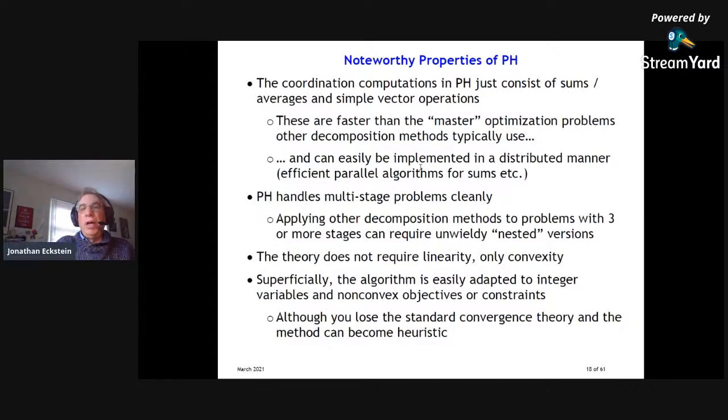The theory applies to any convex problem. Some of the others might be only for linear problems. And superficially, you can generalize it to non-convex and integer problems pretty easily. The generalization of the algorithm to the non-convex case and integer variables is pretty straightforward, though you may lose the convergence theory and get more of a heuristic in some cases.